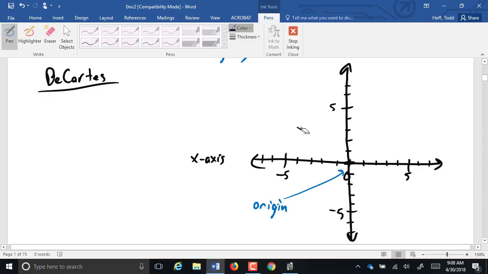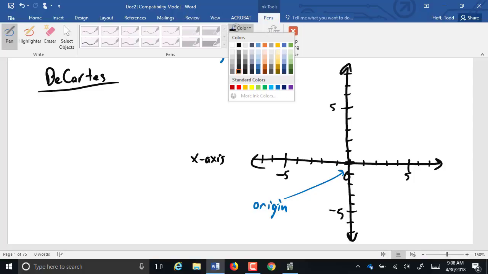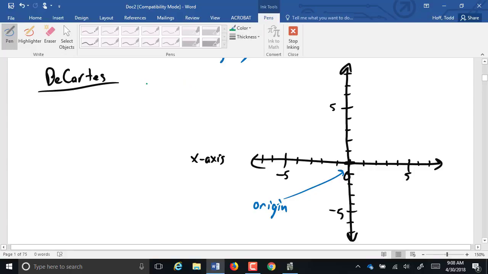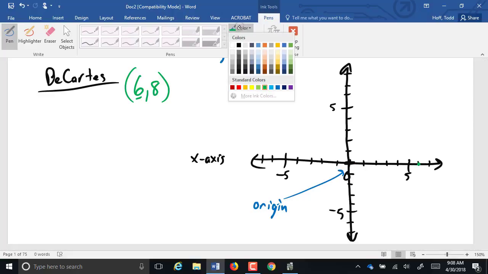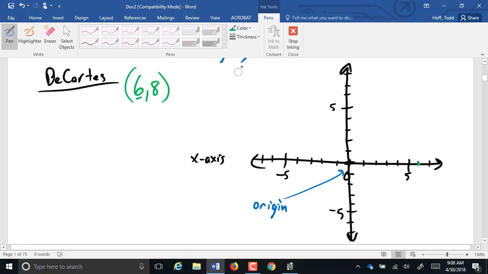So to plot that point, 6, 8. 6 is the first number. The first number is always the independent or the x-axis. So there's 6 right there. Notice I didn't make it very big because that's not really where our point's going to go. Then the y-axis is that vertical axis, or the dependent axis, it's often called. The 8 goes on that axis right there.